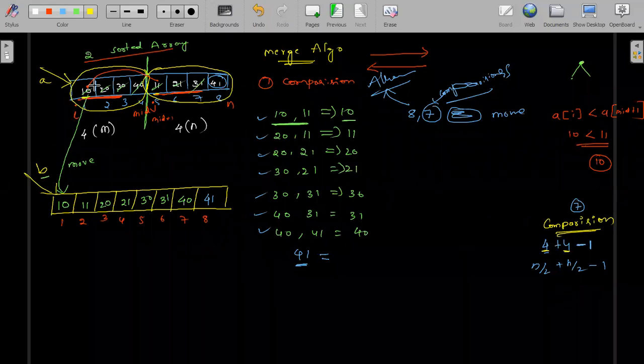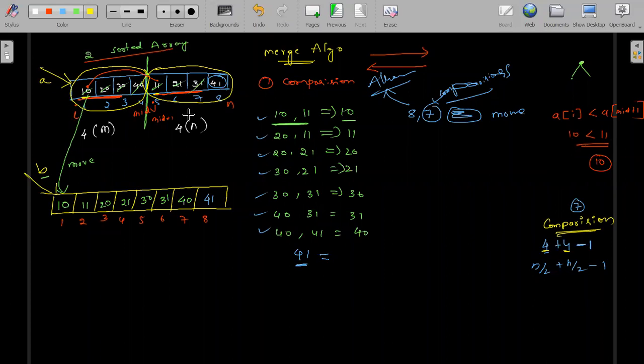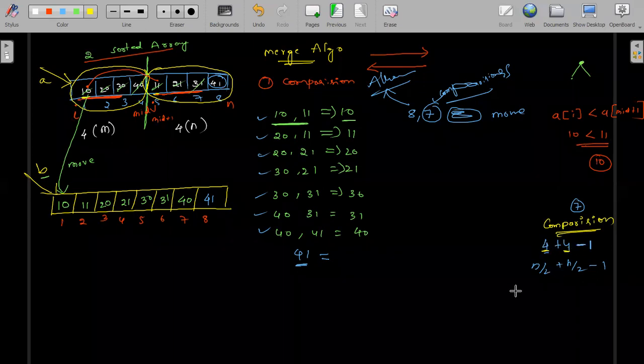I'm comparing this particular sorted array to this particular sorted array, left to right. But here, how many comparisons did we do with the 8 elements? Totally, we did 7 comparisons. That is the reason why I wrote like this: 4 plus 4 elements, nothing but left and right, -1 comparison. Totally. Nothing but what?